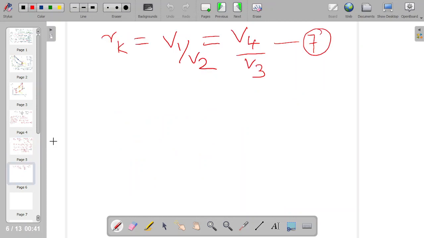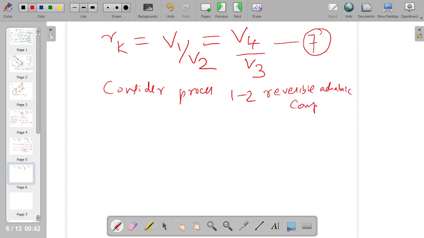For that we have to consider process 1 to 2. So first we have to consider the first process. Consider process 1 to 2, that is reversible adiabatic compression.